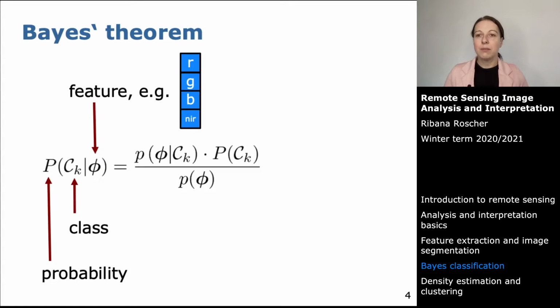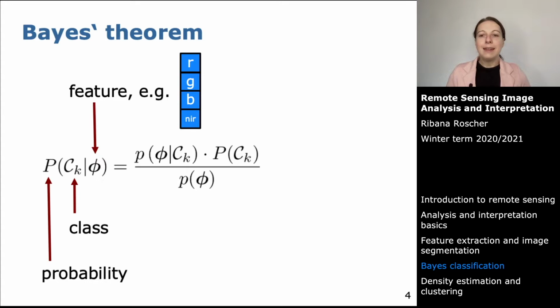So let's start with the Bayes theorem. So the Bayes theorem is illustrated here. Let's go first through the notation. So phi is the feature, and this can be a vector, for example, red, green, and blue, or near infrared, or whatever features you want to have. Last lecture we were talking about feature extraction, so this is actually where you need it.